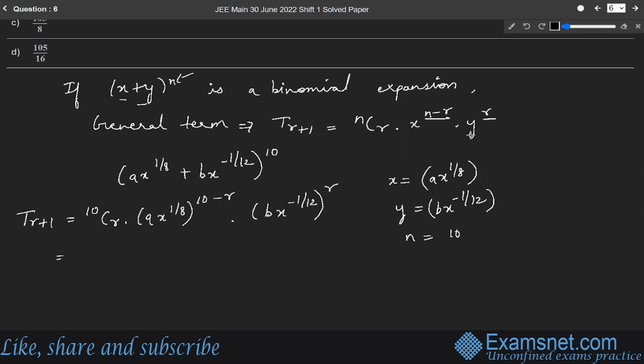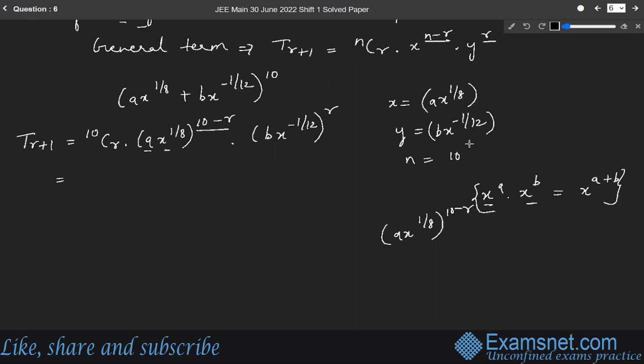All right. Now let us do one thing. Let us distribute the power 10 − r in these two terms. For example, if we have x^a into x^b, it is actually equal to x^(a+b), right? When the base is same, then power is added. Just to get this form, we are distributing the powers in the term a into x^(1/8) whole power 10 − r.